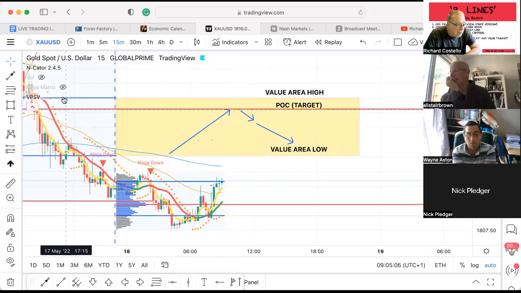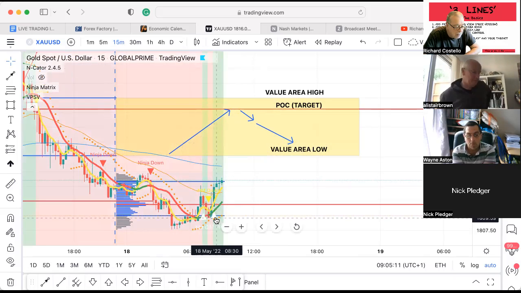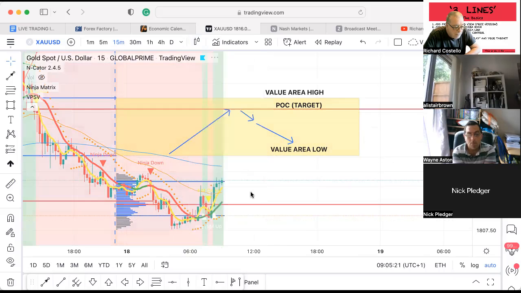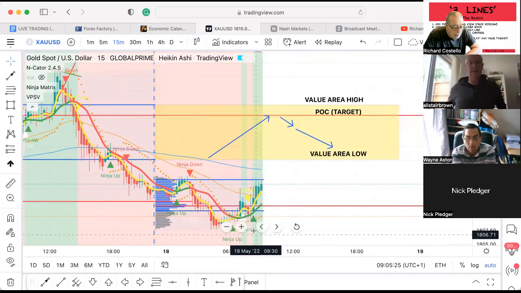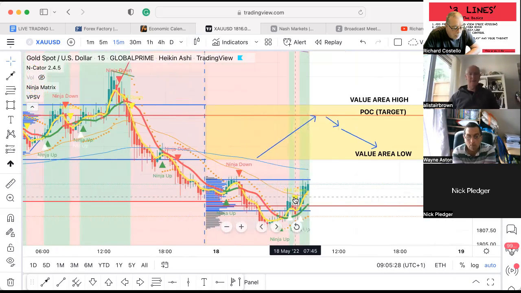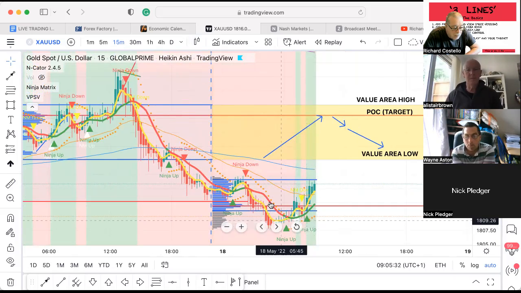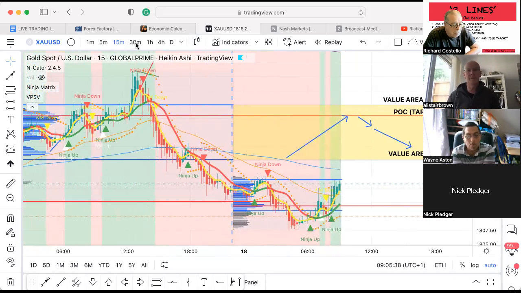I would qualify it by going through the same procedure. I would look at the matrix and I would say, yes, we've got the ninja matrix up, it's green, it's saying yes, we can go for a buy. If we put the Heikin-Ashi candles on, well, again, we've got a ninja up. So we've got a ninja up at that point. I think if I move that ninja up out the way, you'll see that there was a ninja matrix underneath it. Let's just double check.